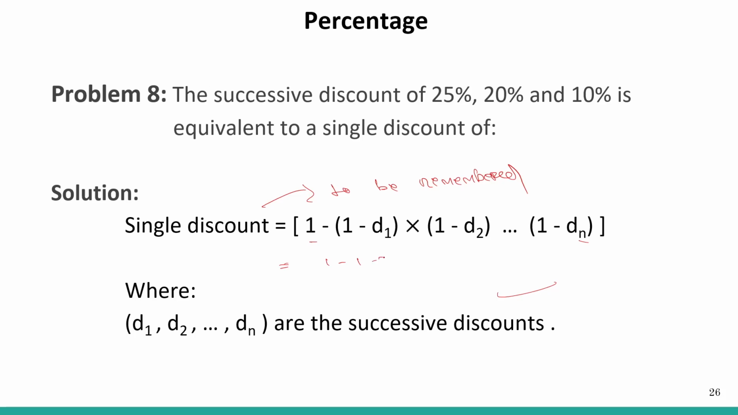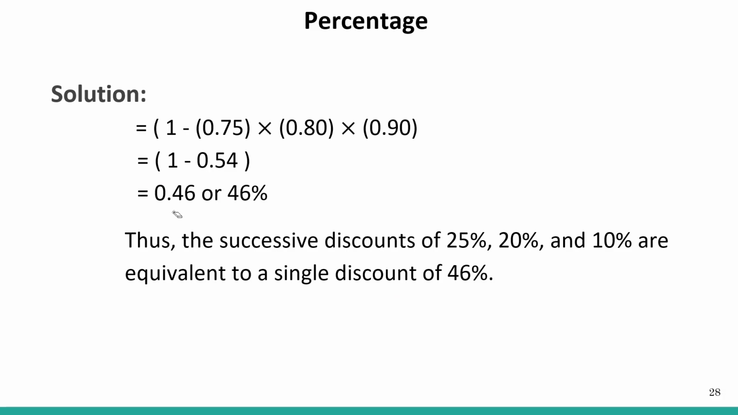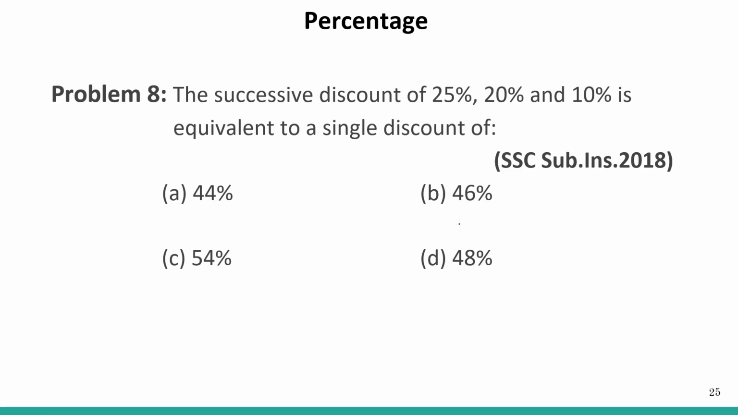So 1 minus 0.25 into 1 minus 0.2 into 1 minus 0.1, that is equal to 1 minus 0.75 into 0.8 into 0.9. Okay, that is actually equal to what? Equal to 0.46. So 0.46 in percentage is 46%. This is the correct option. So all the other options are incorrect. So only 46% is correct. These options are all wrong.